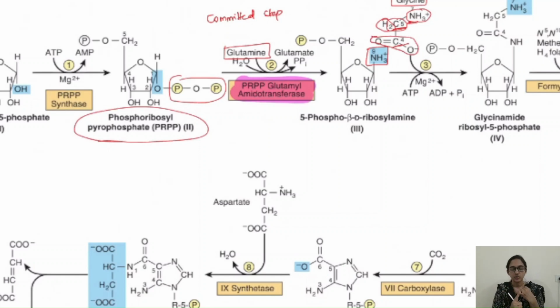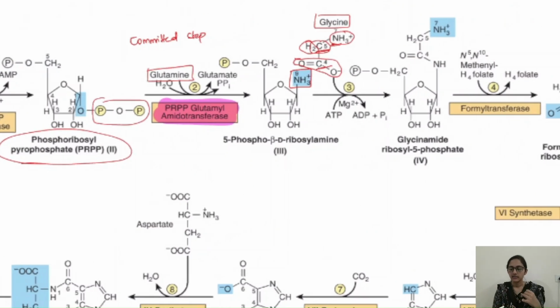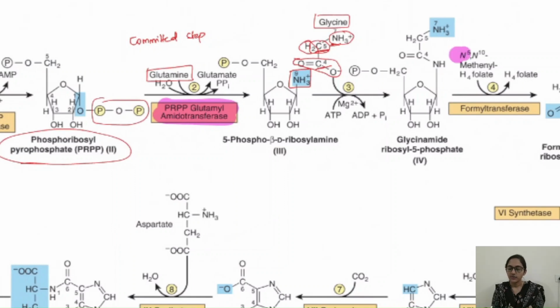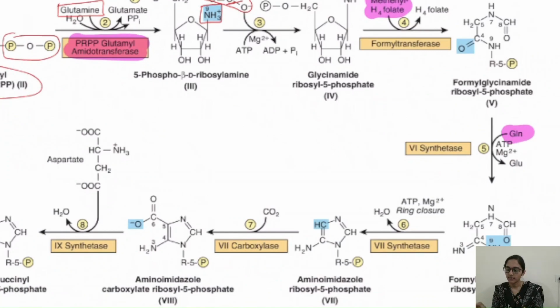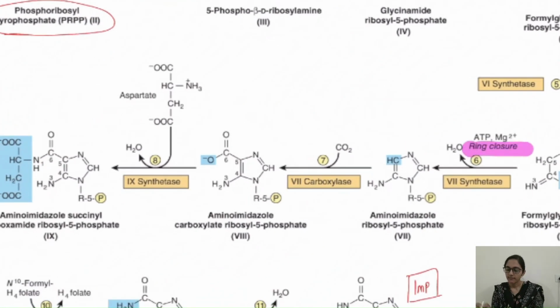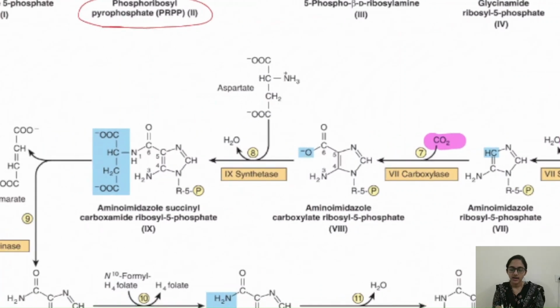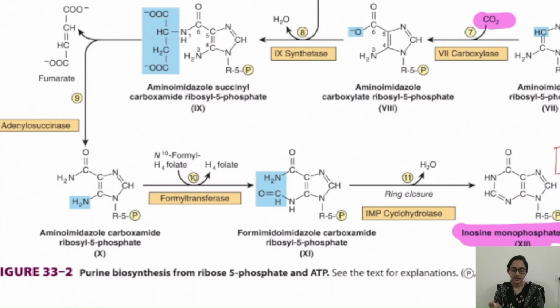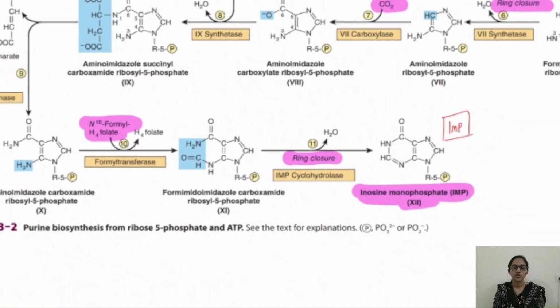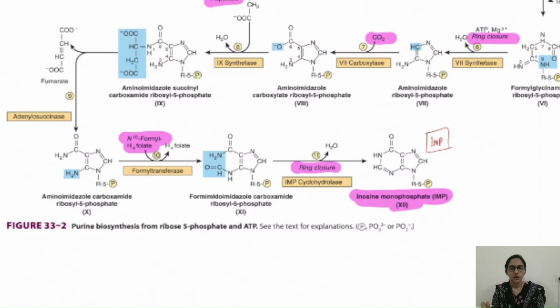So first I'll add a glutamine, then I'll add a glycine, then I'll add an N5,N10 methenyl tetrahydrofolate, then I will add another glutamine, then a ring closure happens, then I'll add a carbon dioxide, after which aspartate is added, then the side chain of aspartate is removed, then N10 formyl tetrahydrofolate again I will add, then on ring closure I get the inosine monophosphate. Is it clear, all of you? So in this way, if you learn this purine synthesis, it will be well and good, right?